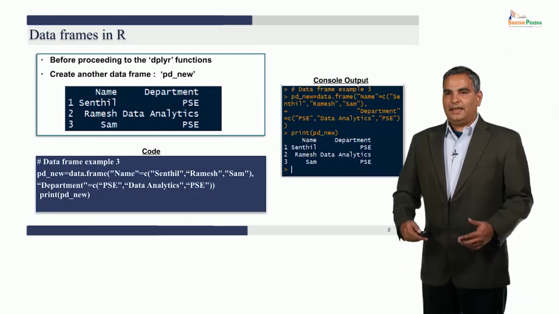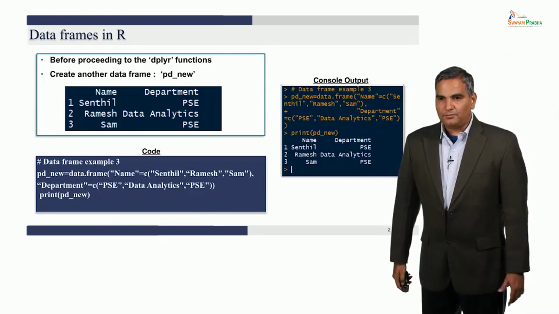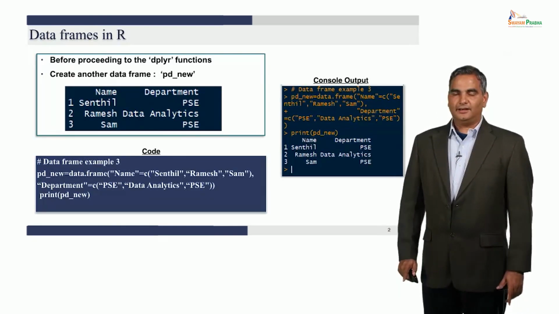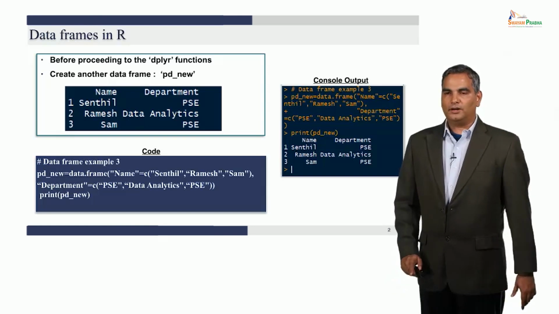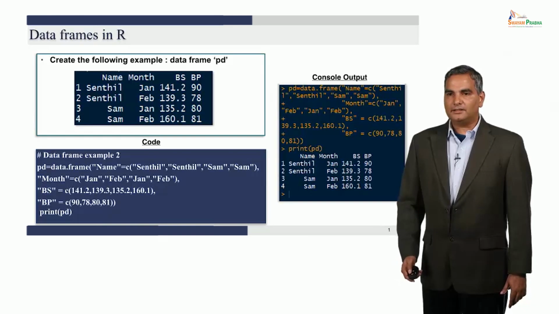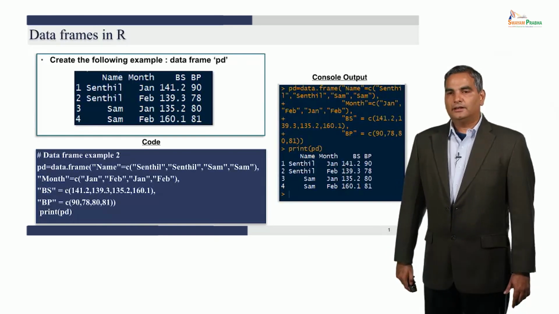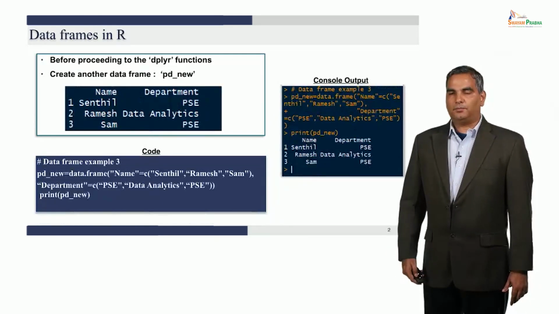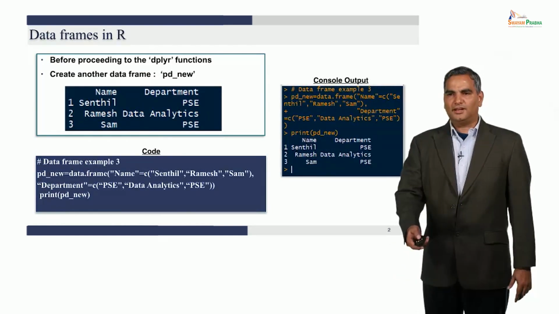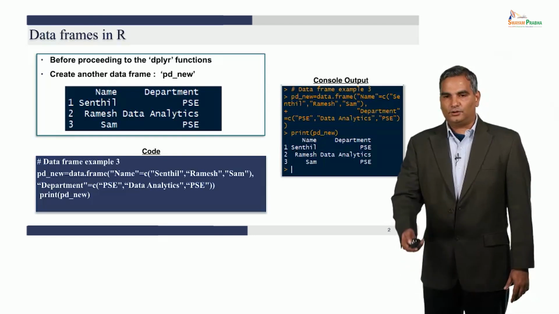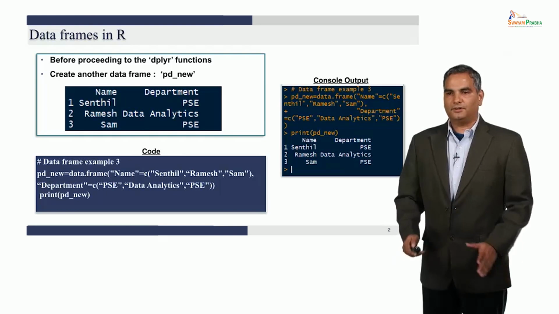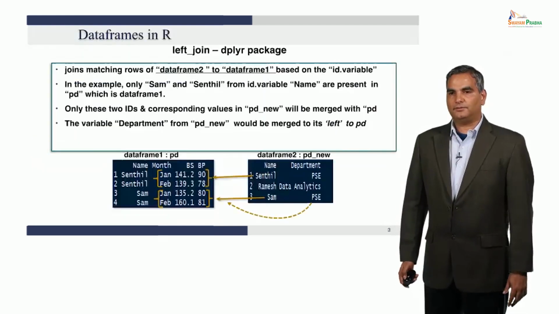Now, let's say I generate another data frame, which is PD new. Now this has, interestingly, only two columns. One is name, another one is department. It doesn't have the month, the blood sugar, and blood pressure. Now the question is, is it possible to join these two data frames? This data frame is generated using the commands that are shown in the code window of this slide. Very, very simple, same commands as we've seen before.